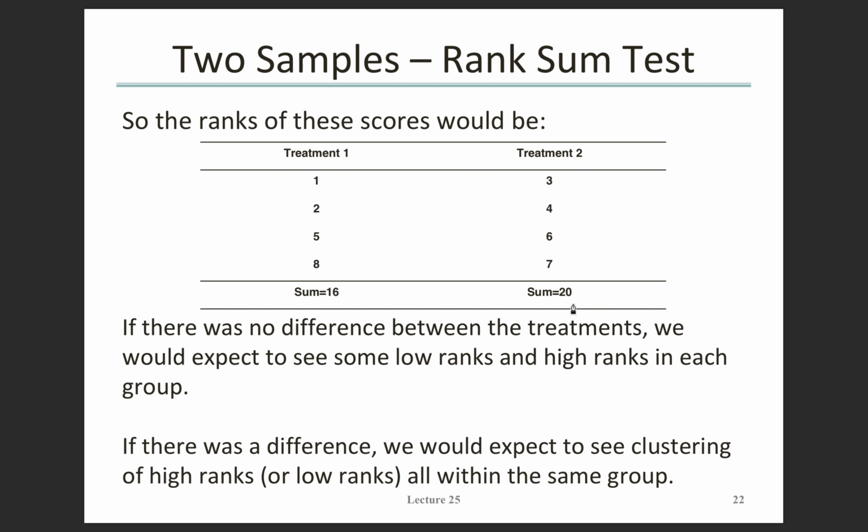This sum is 20. If there was no difference between the treatments, we would expect to see some low ranks and some high ranks in each group. If there is a difference, we would expect to see a clustering of high ranks in one group and a clustering of low ranks in the other.